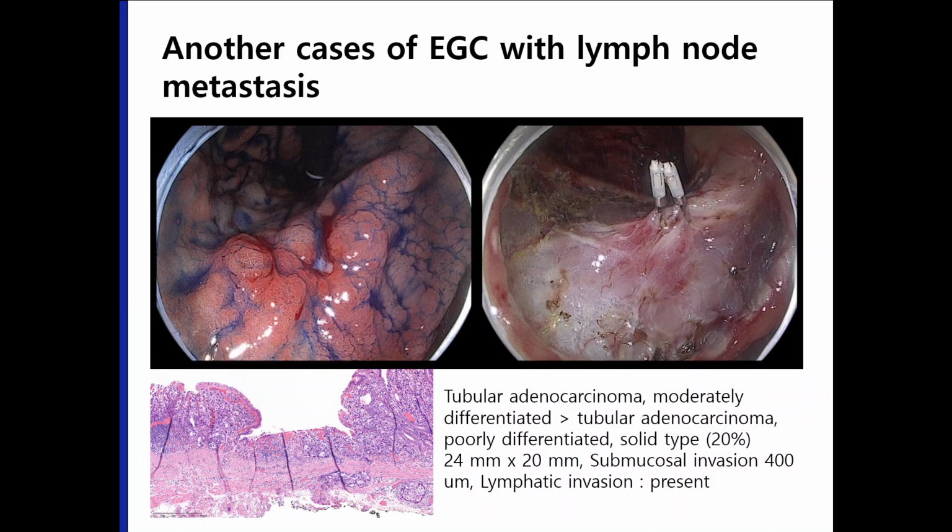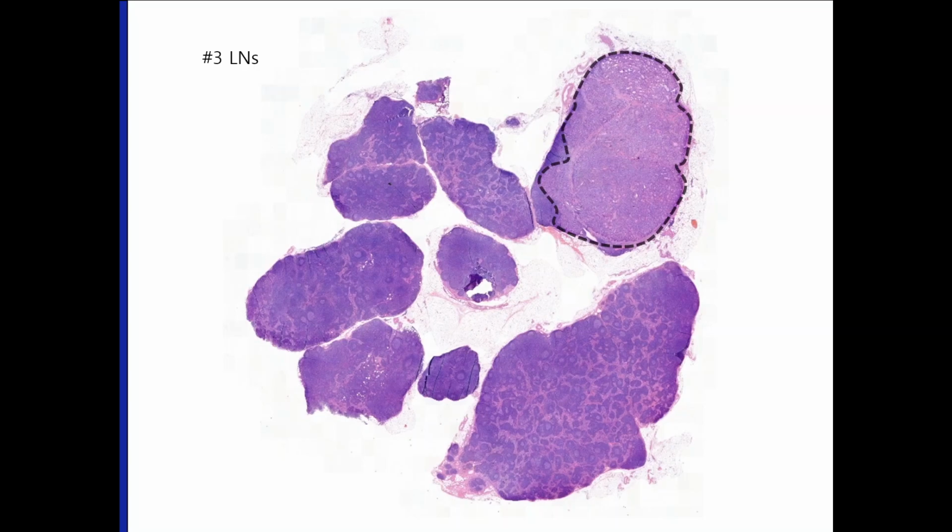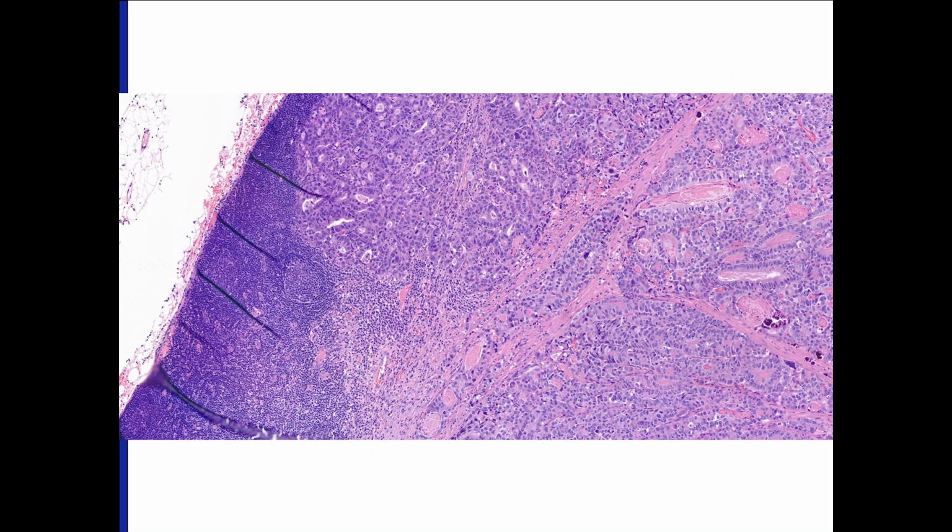This is another example of submucosal cancer with lymph node metastasis. After ESD, surgery was done. There was a clear big metastasis in one of the number 3 lesser curvature nodes. This is a close-up.